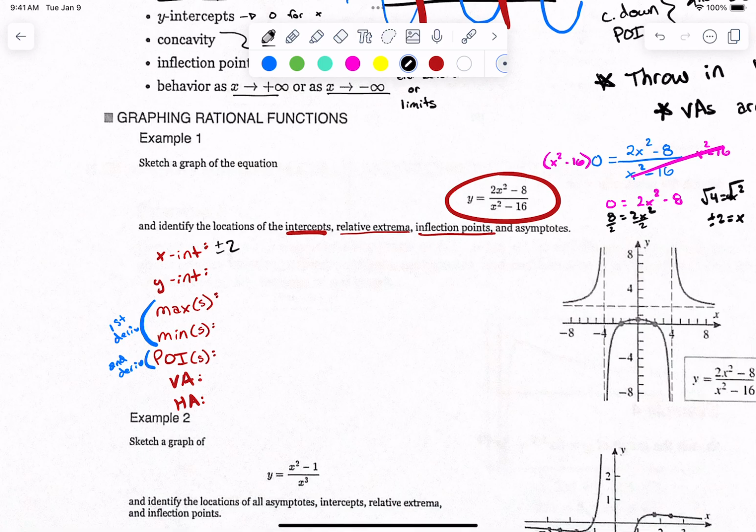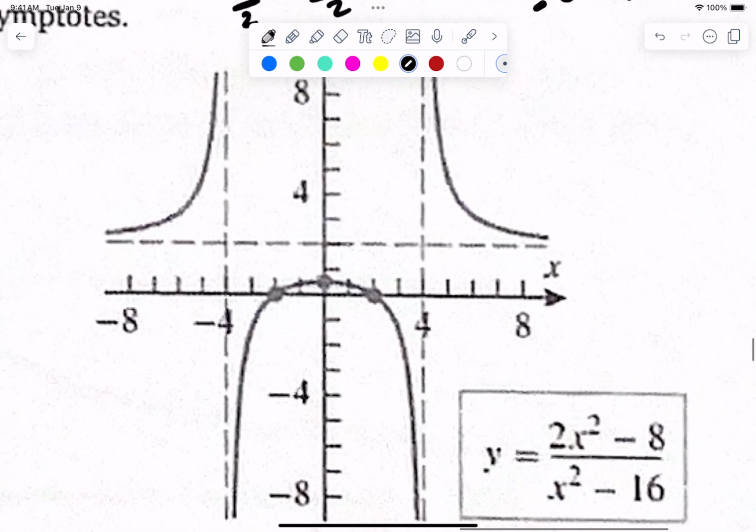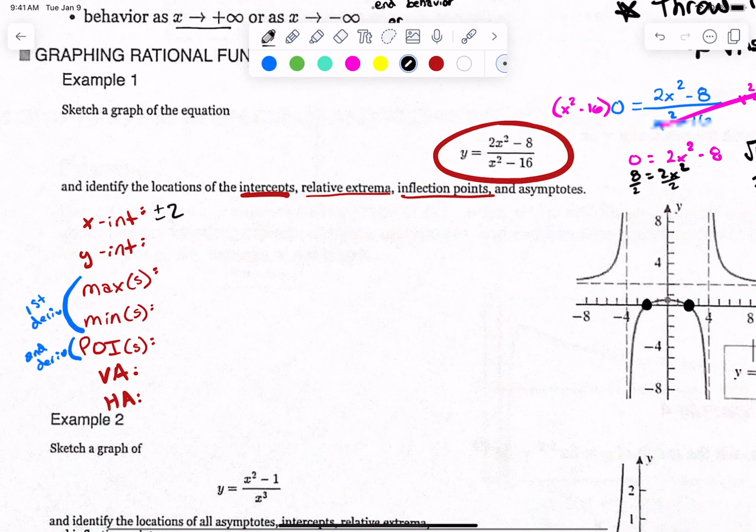Now, I already gave you the answer: x-intercept plus or minus 2. Right now this is the graph. We have plus or minus 2, which is this dot right here and this dot right here. So that's what we have so far. Okay. Finding the y-intercept.